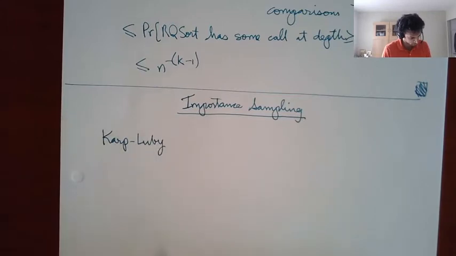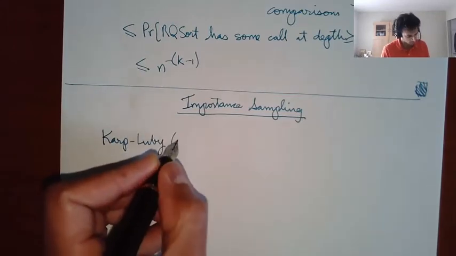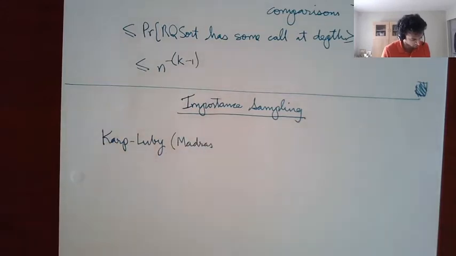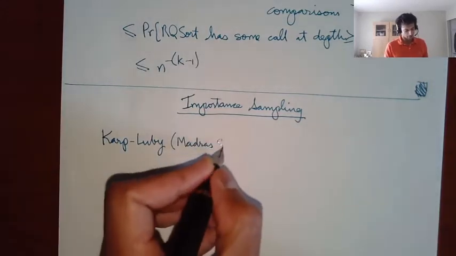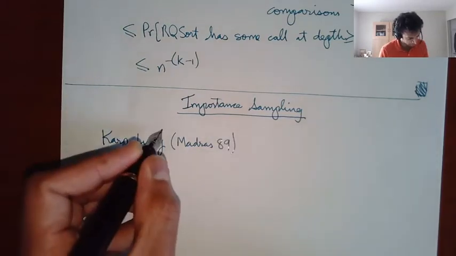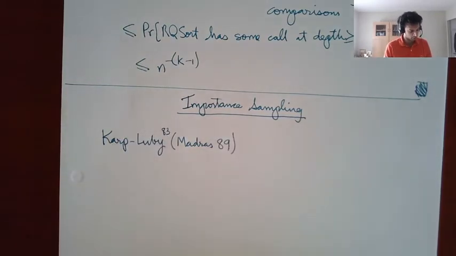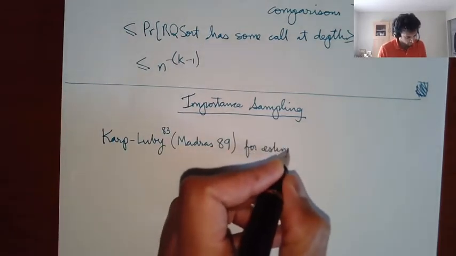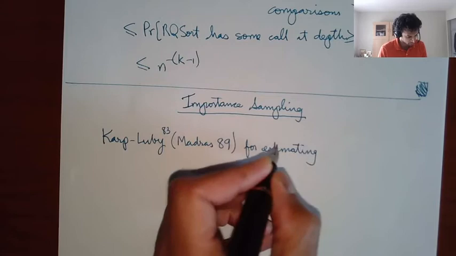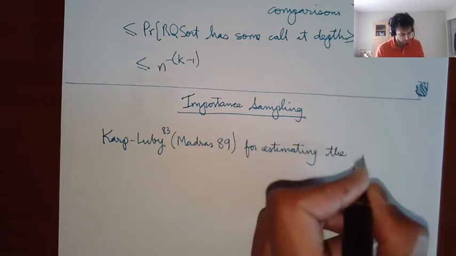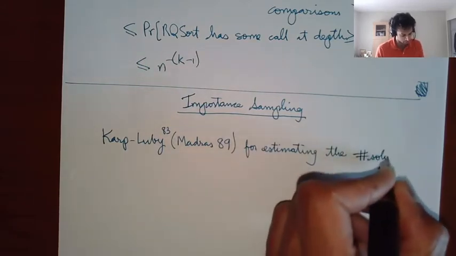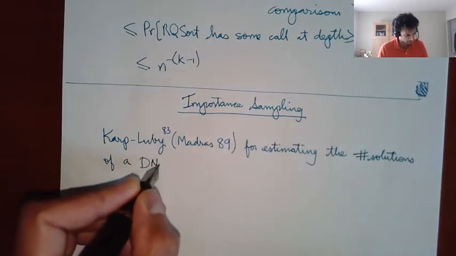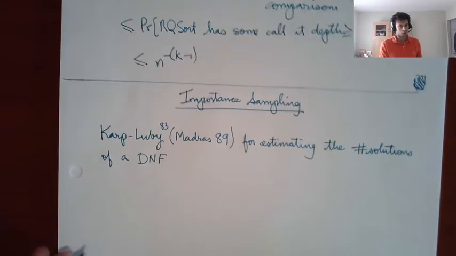the Karp-Luby, and also the journal paper has Karp-Luby and Madras in '89, and the Karp-Luby paper was '83. For estimating the number of solutions of a DNF, which is disjunctive normal form.